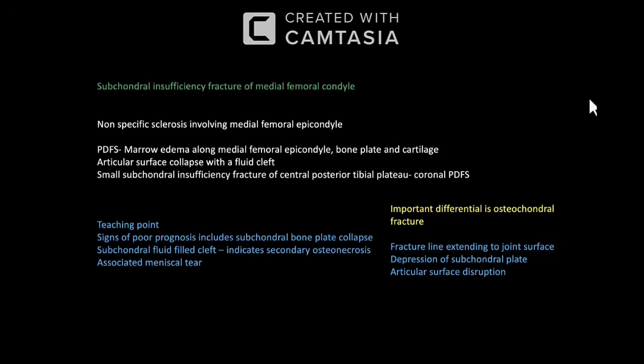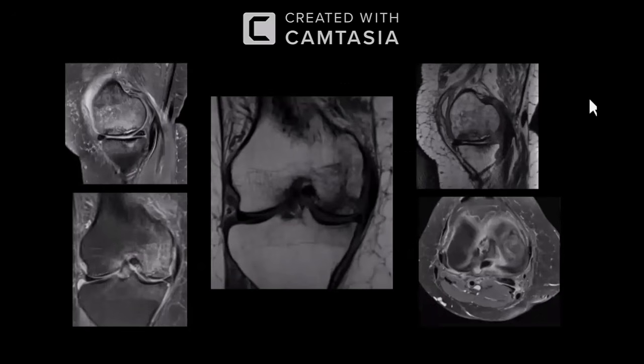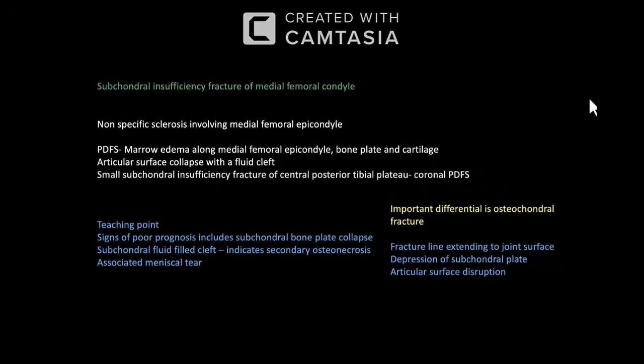There is only a fluid-filled cleft. We can nicely appreciate it on the PDFS imaging as well as on the T1 weighted imaging. So we can see some small thin fluid cleft, and a very classic case of subchondral insufficiency fracture. So what does it indicate? It indicates a secondary osteonecrosis, and there can also be an associated meniscal tear, and you need to carefully rule that out in these cases. All right, so we'll move to the next candidate.